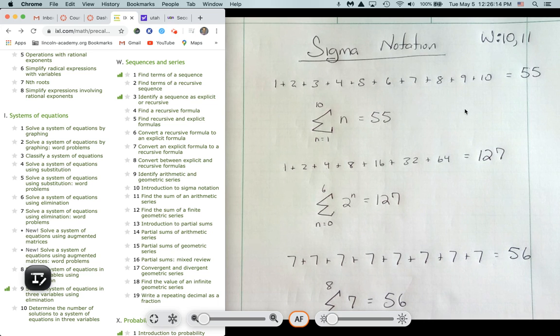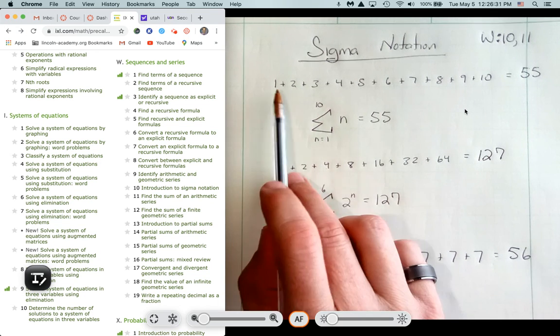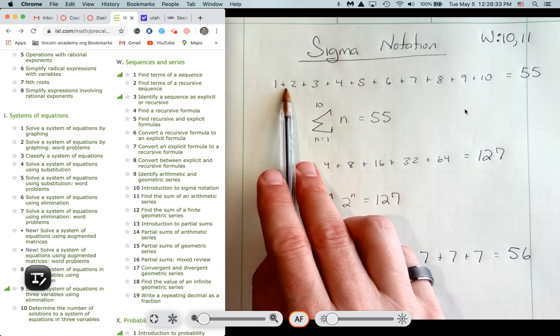Welcome. Today we are going to learn about sigma notation and the difference between a series versus a sequence. We've talked a lot about sequences in the past, last year in Secondary 1, and in this year. A sequence of numbers is just a list of numbers, like, ignore the plus symbols for a minute.